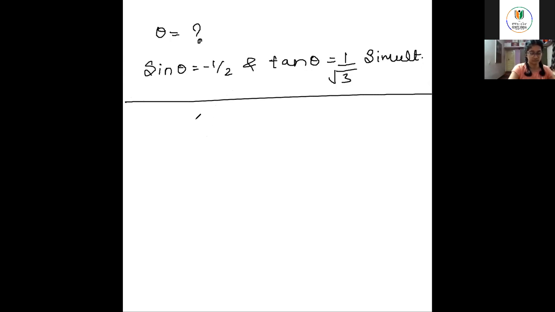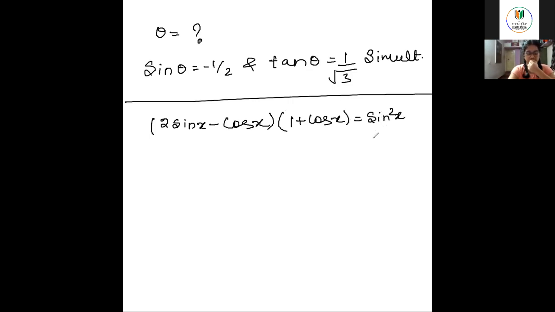So what questions are you going to get if the question is really difficult or complicated? Suppose this one: 2 sin x minus cos x, 1 plus cos x is equal to sin square x. You have to find the value of x in the range 0 to 2 pi. These are the type of questions you're going to get here.